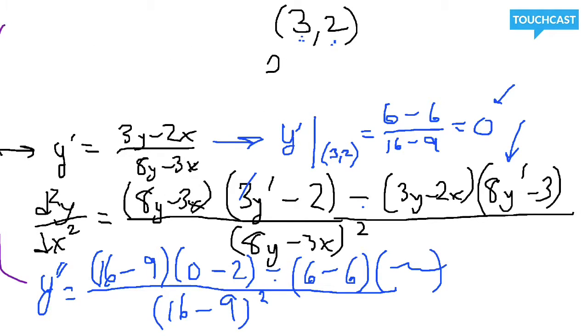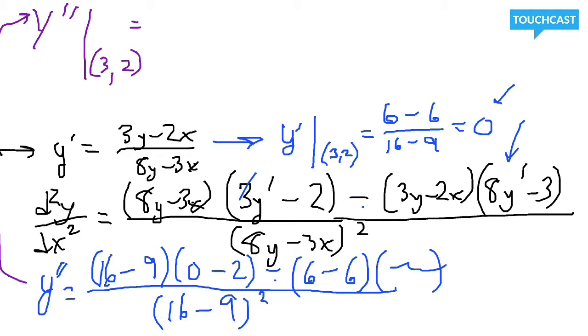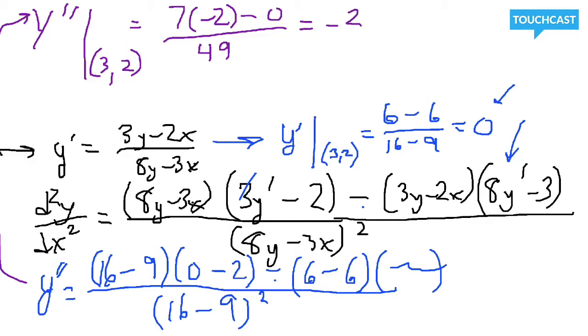All right, I switched to purple and I'm coming all the way up here. Y double prime at 3, 2 is going to equal 16 minus 9 is 7. Whoops. 7 times negative 2 minus, that was all 0 after the subtraction sign. And in my denominator, 7 squared, 49, which I could simplify, you have no obligation to simplify, to negative 2 sevenths.